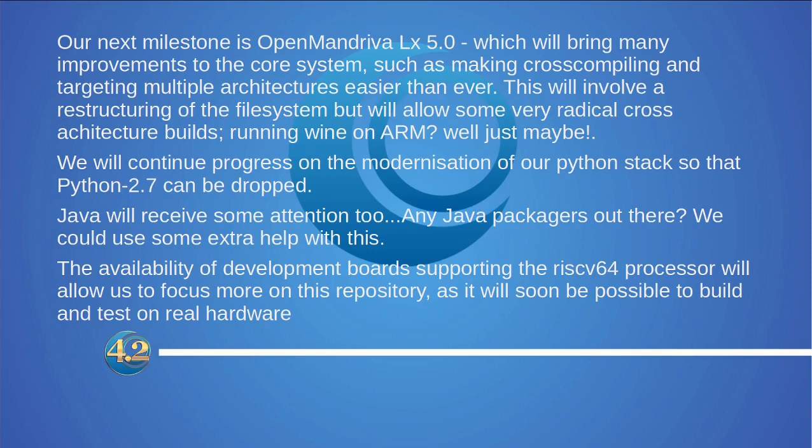We will continue progress on the modernization of our Python stack so that Python 2.7 can be dropped. Java will receive some attention too. Any Java packagers out there? We could use some extra help with this. The availability of development boards supporting the RISC-V 64 processor will allow us to refocus more on this repository, as it will soon be possible to build and test on real hardware.